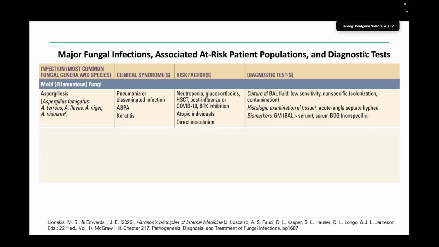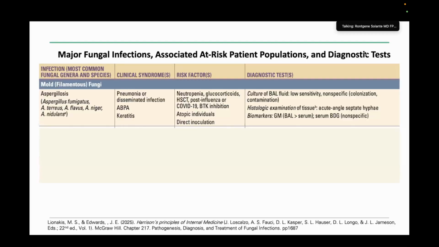The most common clinical manifestation is also pneumonia. And the co-infection with COVID-19 and pneumonia in patients with aspergillosis was really associated with a very high mortality. Now, in some patients, they can also get aspergillosis after they are on immunomodulatory agents, treatment of cancer in the form of your BTK inhibitors.